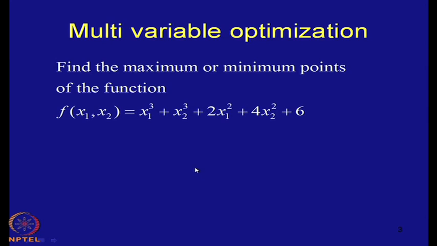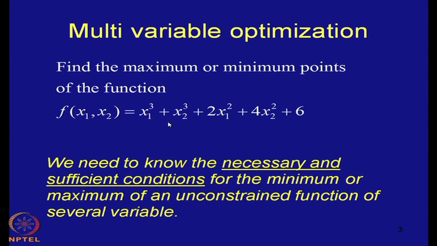Now, this is a simple example of a two variable optimization problem, where we need to find the maximum or minimum points of the function x1 to the power 3 plus x2 to the power 3 plus 2 x1 square plus 4 x2 square plus 6. If we see here, this function involves two variables and there are no other constraints given to us. There are no restrictions on the range even.